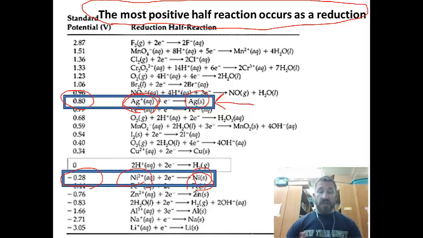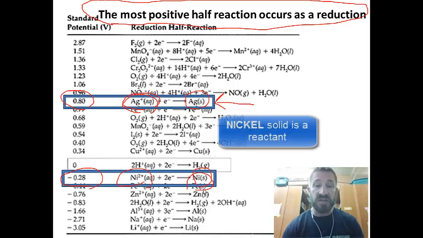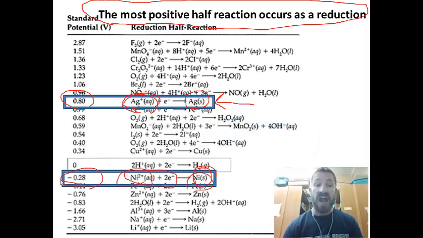In summary, the most positive value is written as is, so that's our reduction. The most negative value, the less positive value, is written in reverse, and that's our oxidation. So the silver solid is a reactant, the nickel ion, nickel 2 plus, and 2 electrons are products, and then we write for the voltage a positive 0.28. So let's see how that looks.